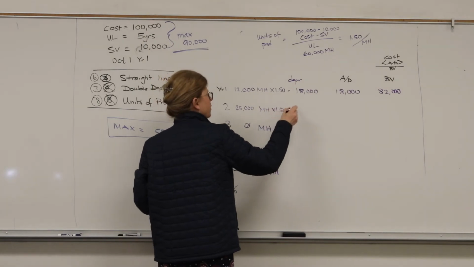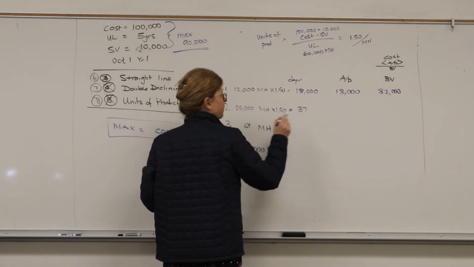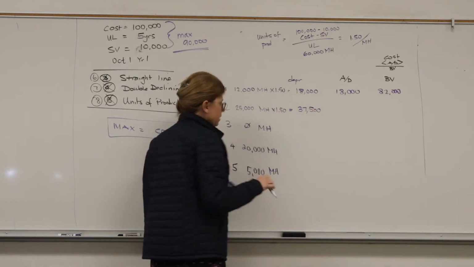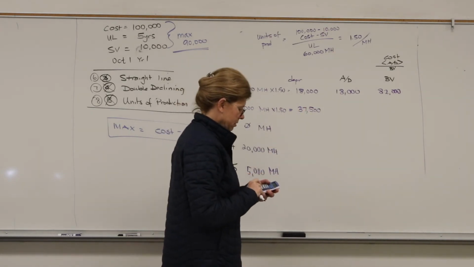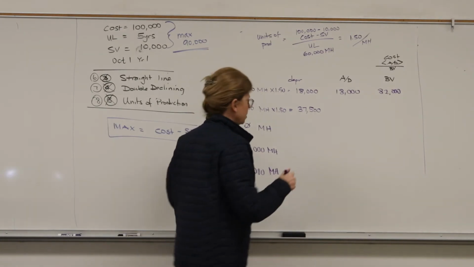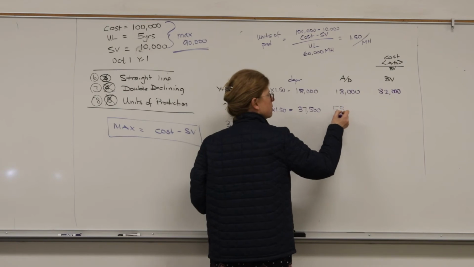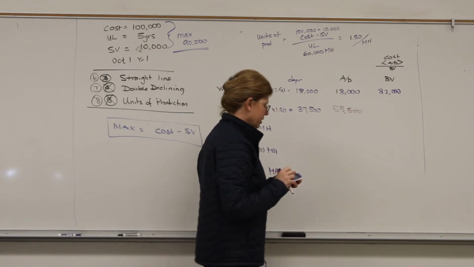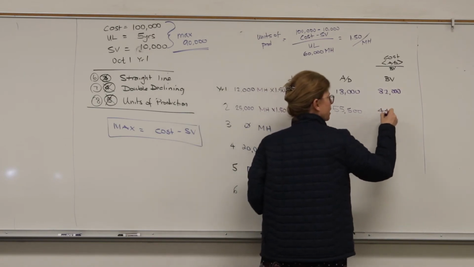Next year, $1.50 times 25,000 machine hours, $37,500. What's 18,000? It's going to be 55,500. When I subtract this from 100,000, I've got book value of 44,500.